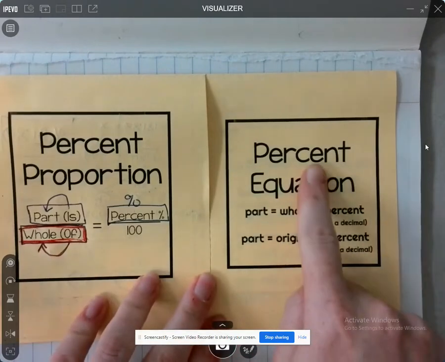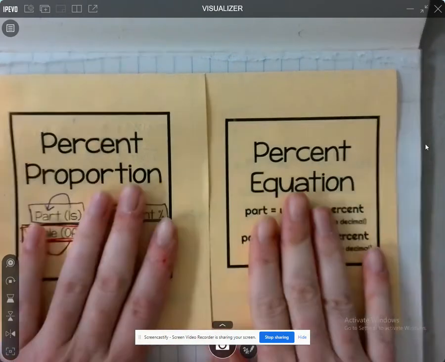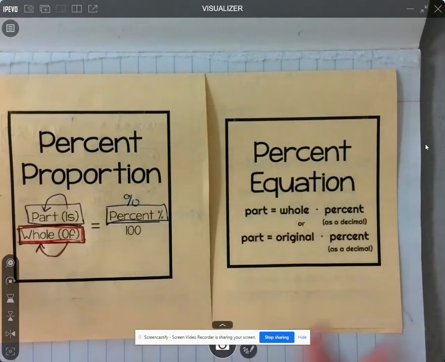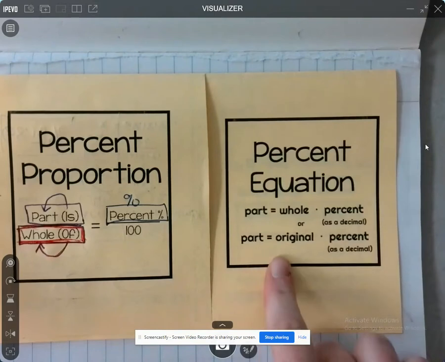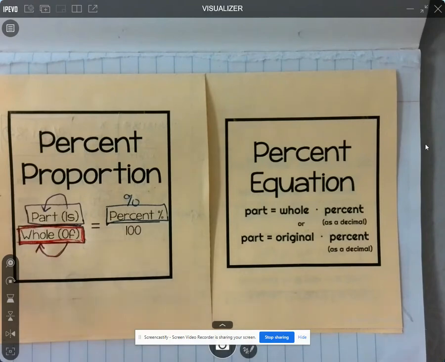Today we're going to be talking about the percent equation. Both of these can be used to find the part, whole, or percent. They both will get you to the same answer. We don't care which one you do, which one makes sense, but this is just another way to solve percents. It's not like a whole new skill, it's just solving the same skill in a different way.